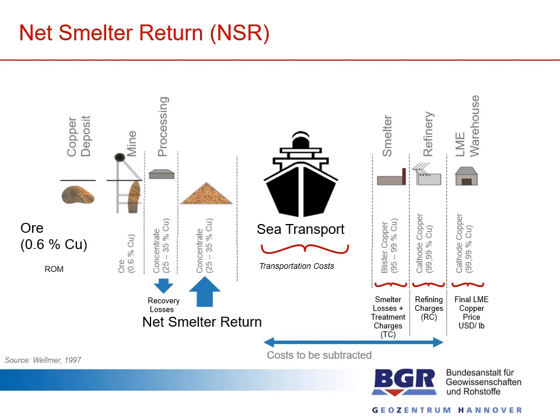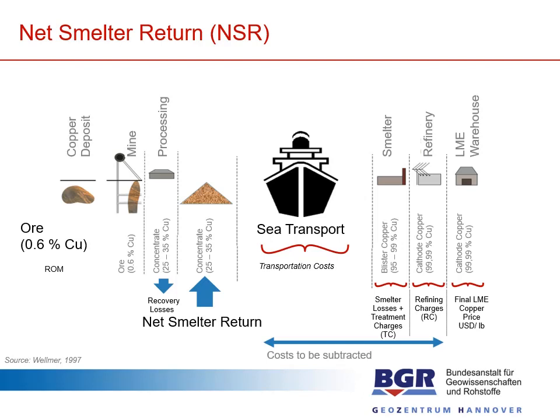After processing, you have a concentrate, and this concentrate you get paid for. But certain things are subtracted, like in this case the sea transport, the smelting losses, the treatment charges, and the refining charges. The final product is cathode copper of 99.99%. This can be directly sold, processed, or sent to a warehouse.